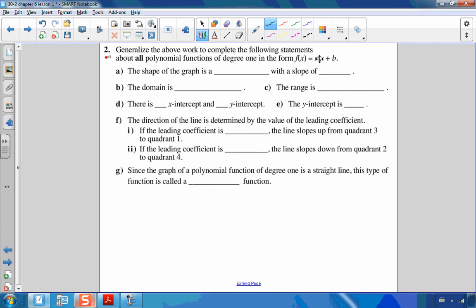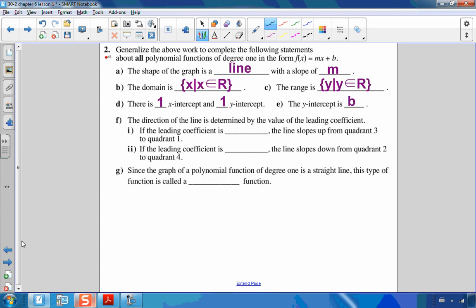So those are always in the form mx plus b. So the shape of these graphs will be a line. They will have a slope in front of x, the leading coefficient of m. The domain will always be the set of all x such that x is an element of the reals, and the range is also the same: the set of all y such that y is an element of the reals. There will always be one x-intercept and one y-intercept. And that y-intercept is the constant value, or in this case, the b value.